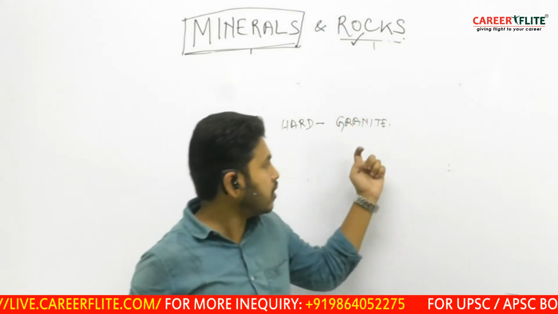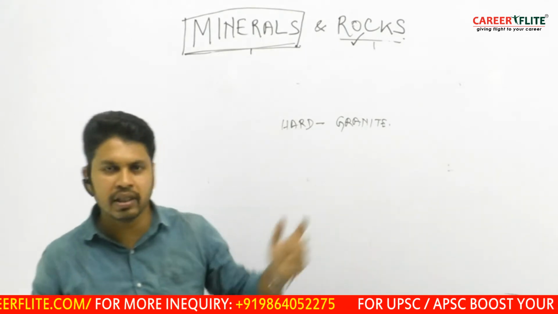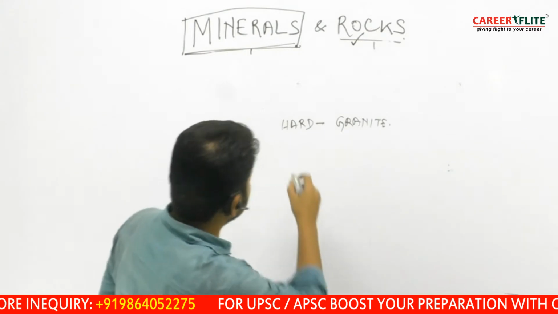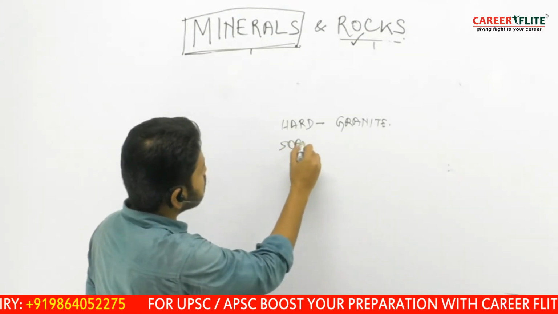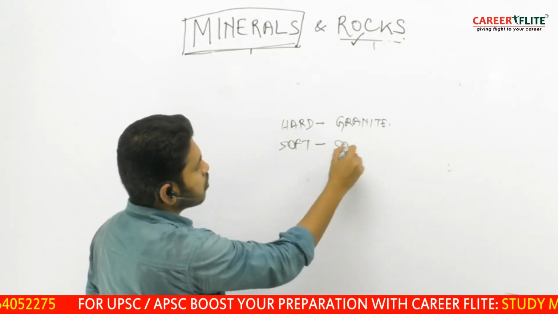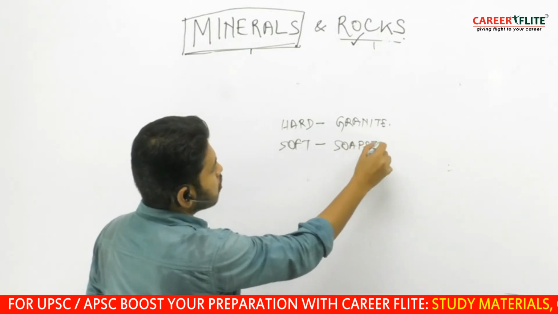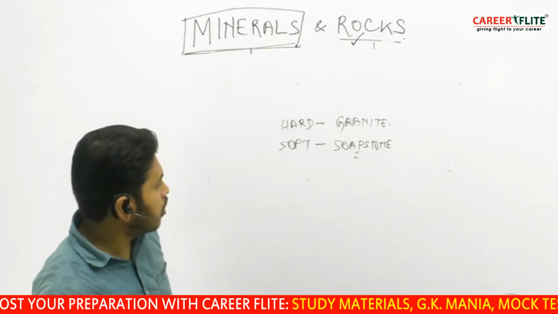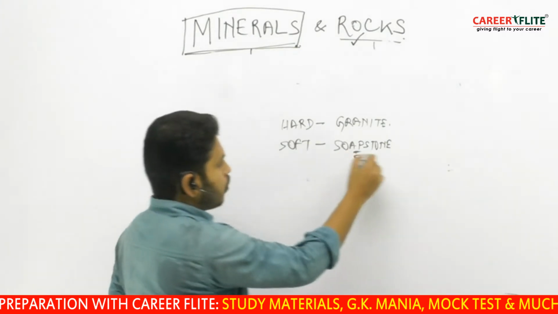We can find it from the igneous rock. It is formed from igneous rock. We'll talk about igneous rock. That was an example of hard rock. Then an example of soft rock, soapstone. So they are very soft rocks. Okay, granite, then soapstone, which is used for the making of soap.